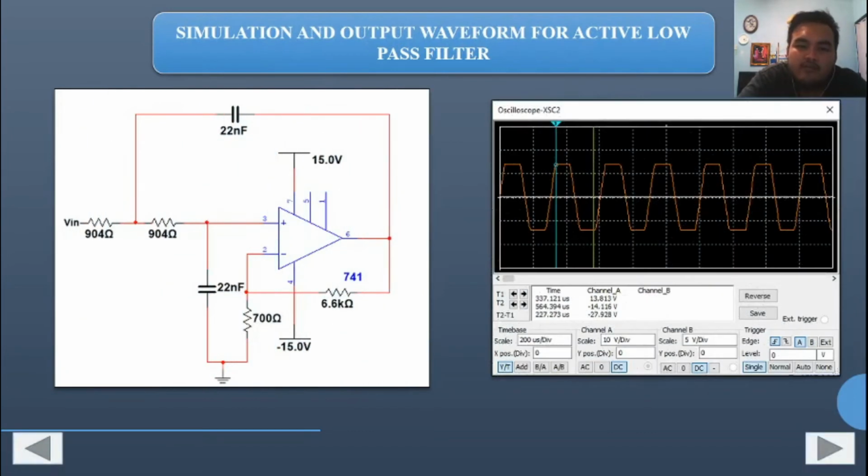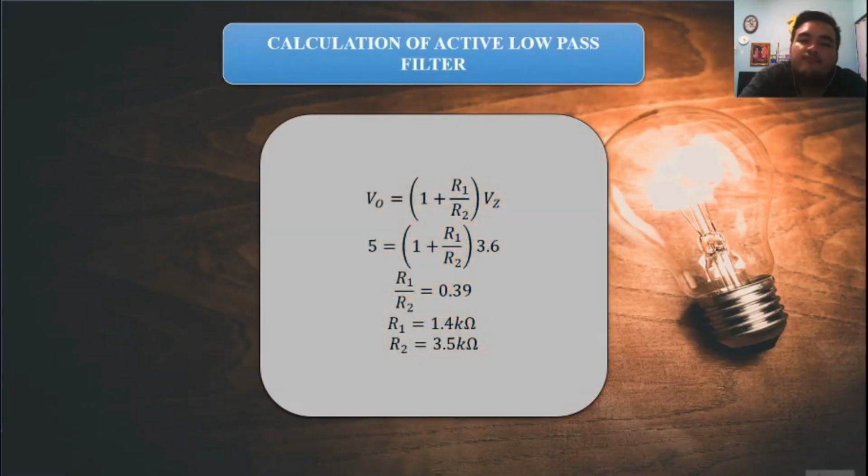After we have found out the value for our resistor, we insert it into the circuit as shown on the left side, and we got the result of the waveform on the right side. This is the calculation of the active low pass filter, which is for the V out, so that we can find the voltage out.